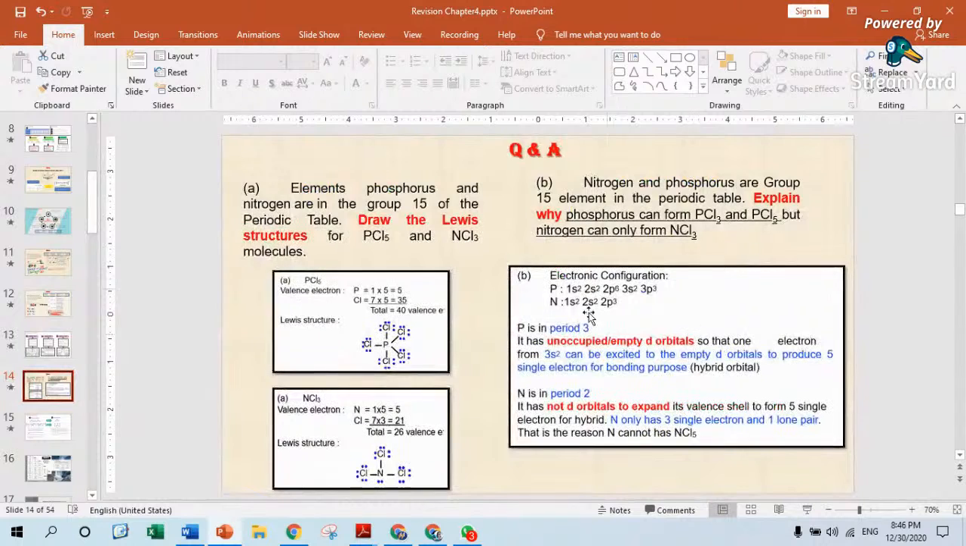This is the reason why. Phosphorus is in period 3 and has unoccupied 3d orbitals. So the 3s electron can be excited to the 3d orbital to produce 5 single electrons for bonding purposes, forming hybrid orbitals. So this is related to hybridization. You should know already that for period 2, N is in period 2, there's no d orbital, so we cannot expect this. That's why it only has 3 single electrons and 1 lone pair.